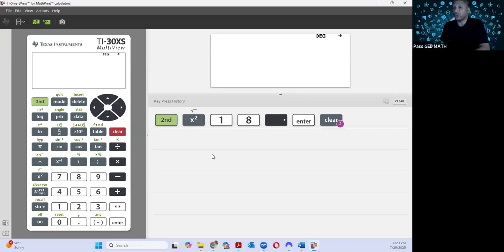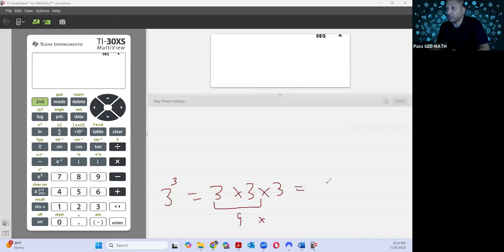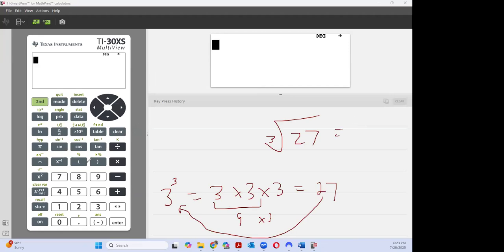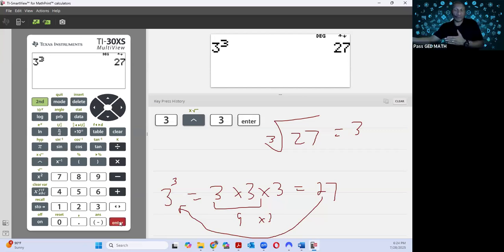All right, so that's square roots, cubes, cube roots. Let me make sure you know how to do it with the calculator. Let's do 3 to the third, which is 3 times 3 times 3. 3 times 3 is 9, times 3 is 27. So the cube root of 27 is what? 3. Let's test it out. How do I raise to a power greater than the second power? I use that caret, the up arrow, hit my 3, and hit enter. Here's my 27. That's how you check.